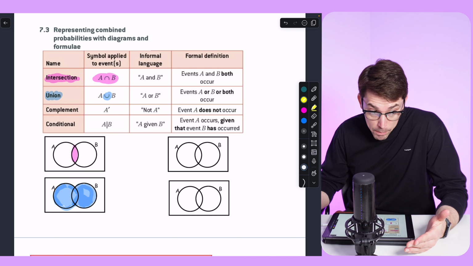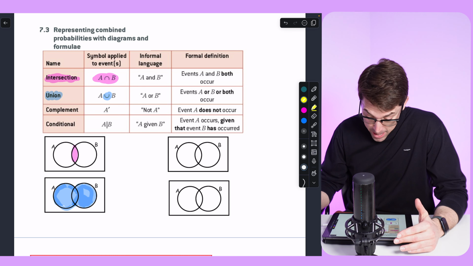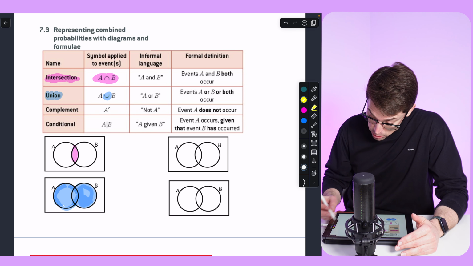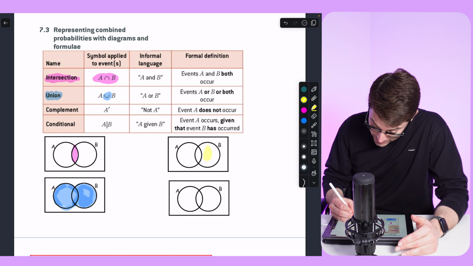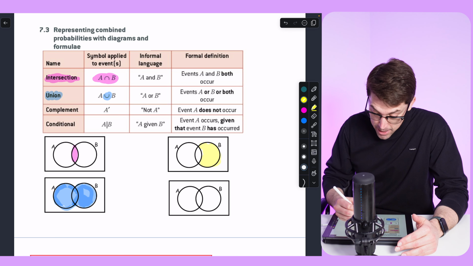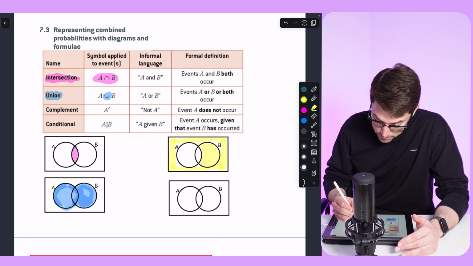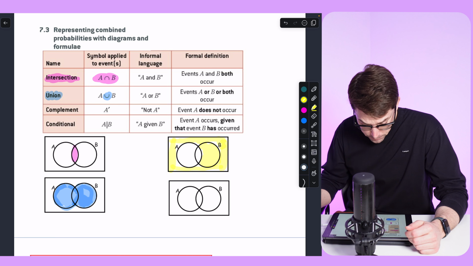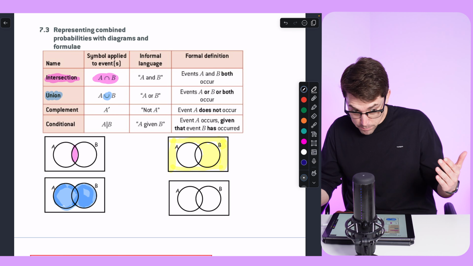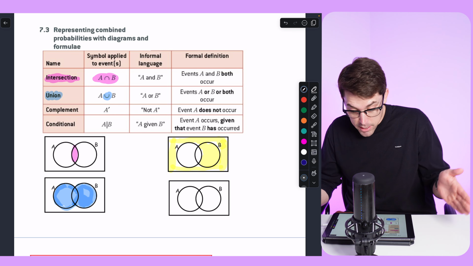You could also talk about the complement. The complement of A means not A. So you're literally talking about not A. That would be everything in B that's only B, because that's not A, and then everything that's outside, because that's neither A nor B. So there's your complement.